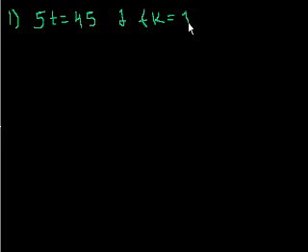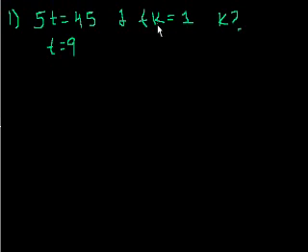Problem number 1. If 5t is equal to 45, and tk is equal to 1, what is k? Well, 5t equals 45. This is an easy equation. You divide both sides by 5, you get t equals 9.